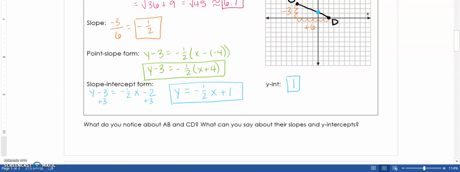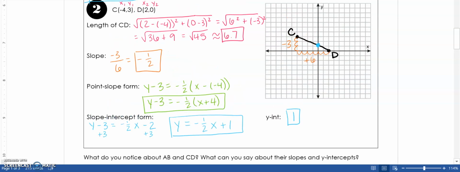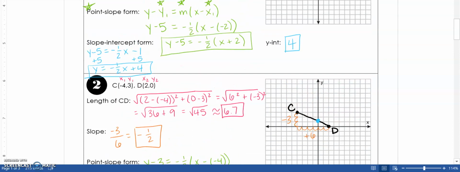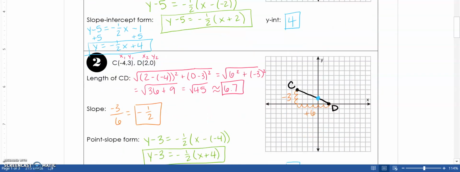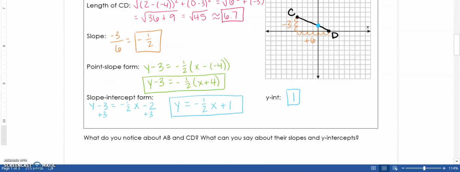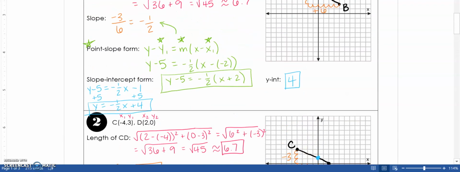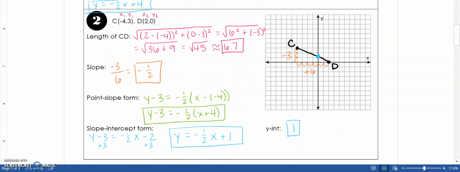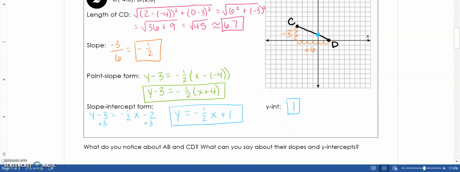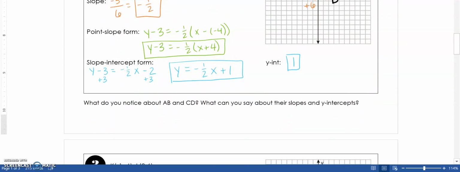Okay, so what do we notice about segment AB and CD? What can we say about their slopes and y-intercepts? So looking at their slopes, they were both a -1/2. So their slopes were the same, but their y-intercepts were different. My top one was at 4 and my bottom one was at 1. So because they have the same slopes, we're going to say that they are parallel to each other.